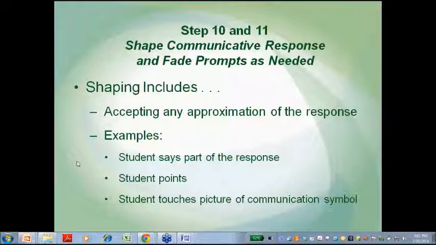But then eventually you want to fade that piece out so that they can be a little more independent. And as we said, there are some things you may not fade out, like visual supports.